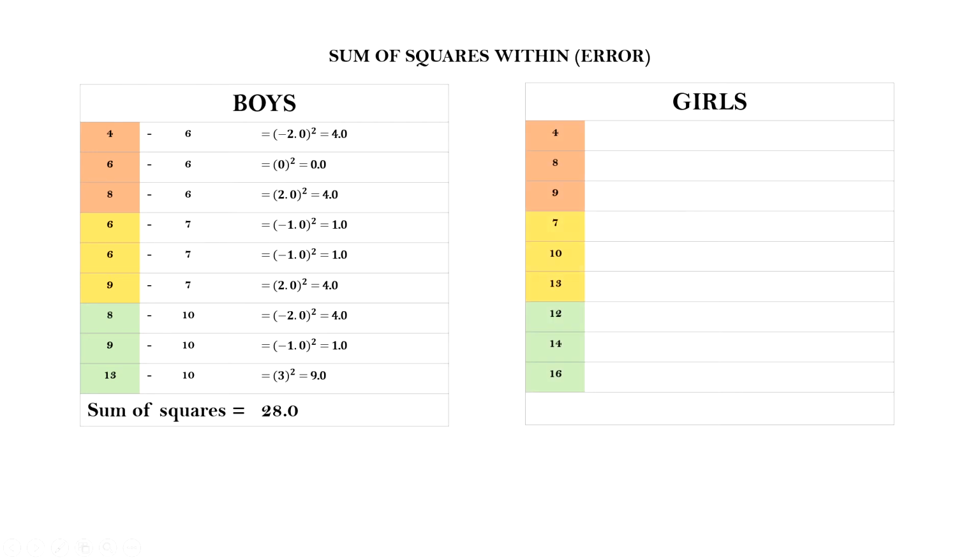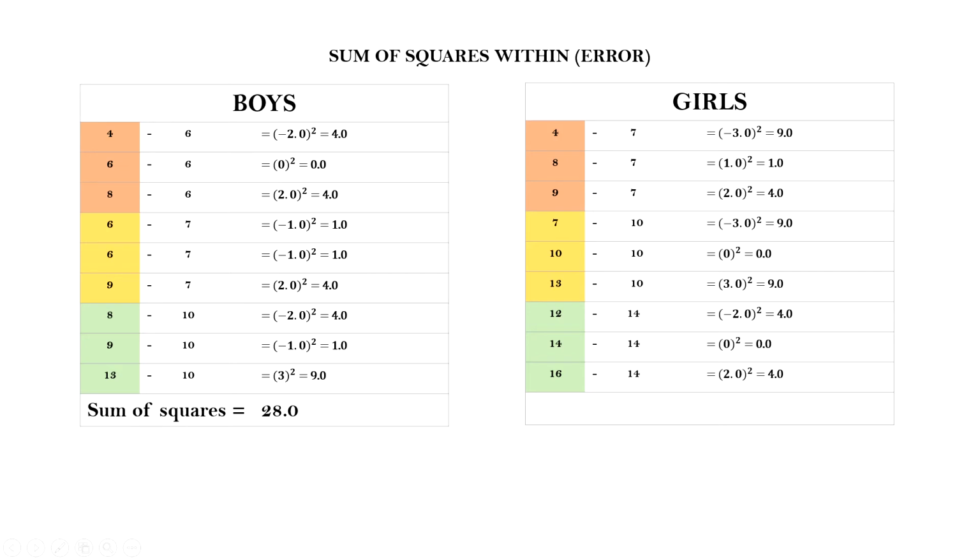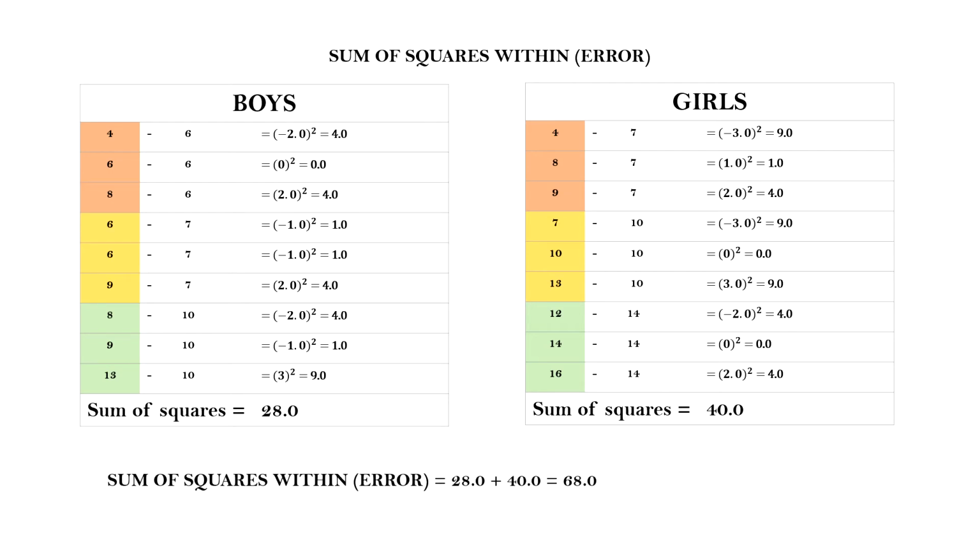And next for the girls, same thing but different data scores. After you compare the girls' scores and age mean, you have to square it and you'll get this data. And if you sum it up, you'll get the 40.0, and then if you combine this 40 and 28, you'll get 68, which is for sum of squares within.